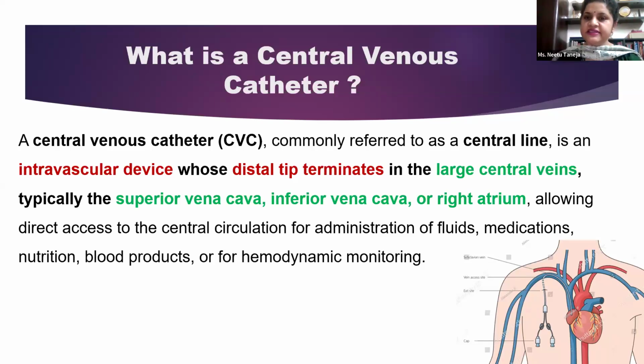So basically, what are central line catheters? We call it a central line also, and these are basically intravascular devices whose distal tip terminates in the large central veins, like the superior vena cava, inferior vena cava, or right atrium. What we use it for is that it gives us direct access to central circulation for administration of fluids, medication, nutrition, blood products, or for hemodynamic monitoring.